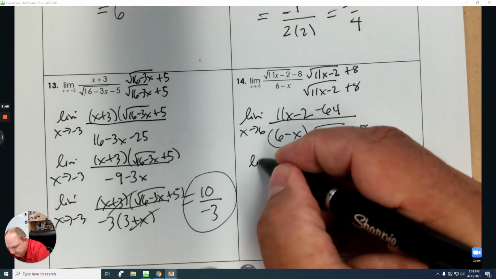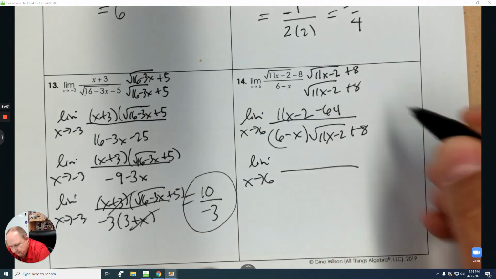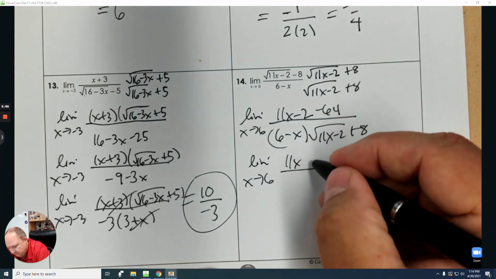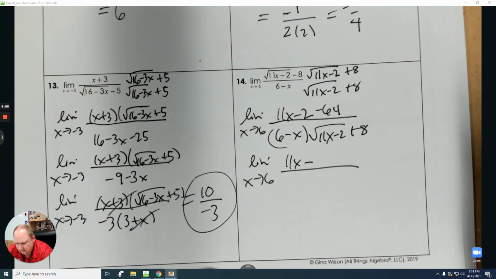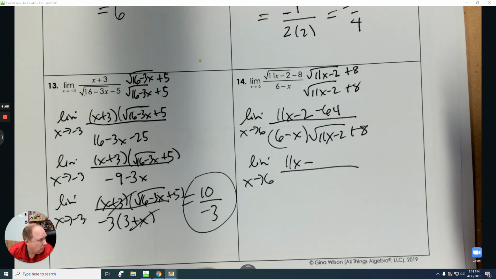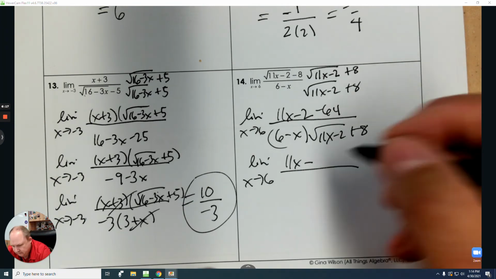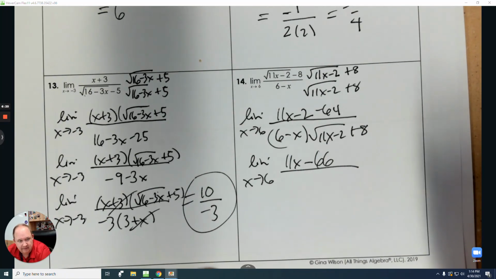Simplify this. So combine like terms. That is minus 64? 66. 66? What did I do wrong? Making sure I didn't make a mistake. It's 66, right? Huh. Why was I like frozen?